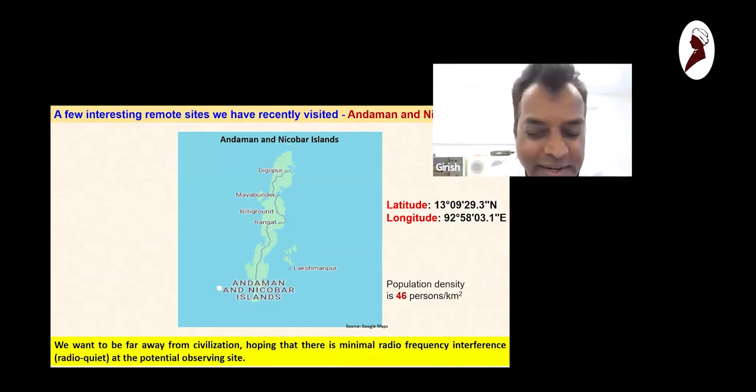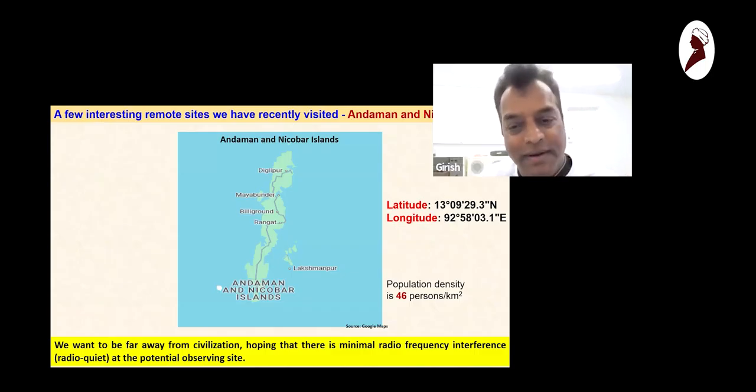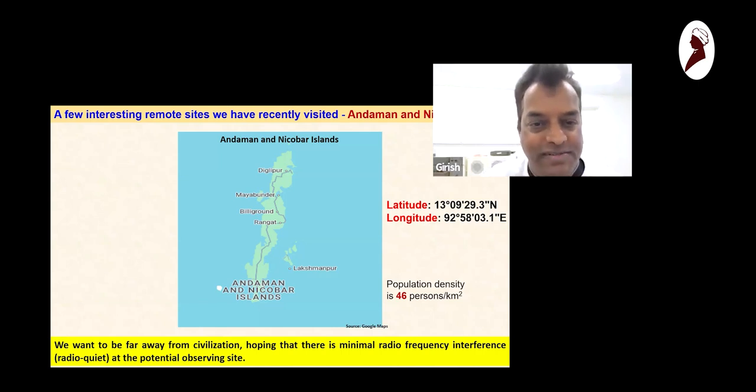Just for reference, it is 10,000 plus persons per square kilometer in Bangalore. So now you can appreciate why we want to go away. Wherever there are people, where there's civilization, obviously there's more electronics, more interference signals, more electronic facilities, TV, radio, and other things. So we want to be away from civilization.